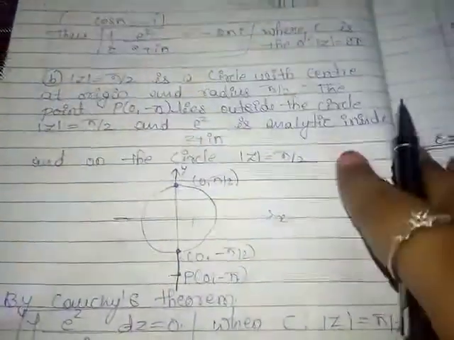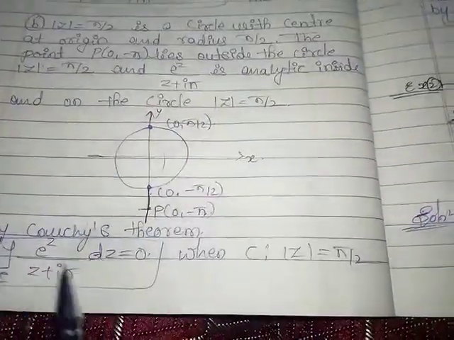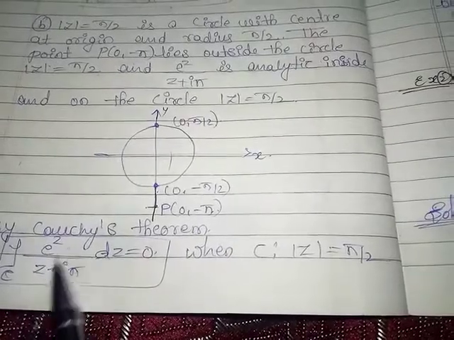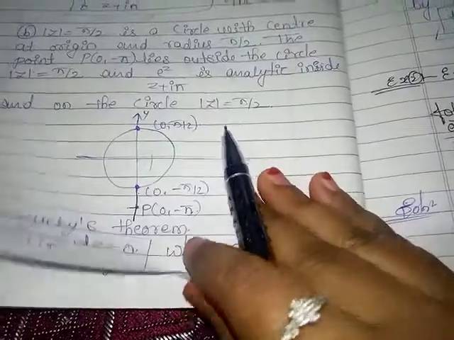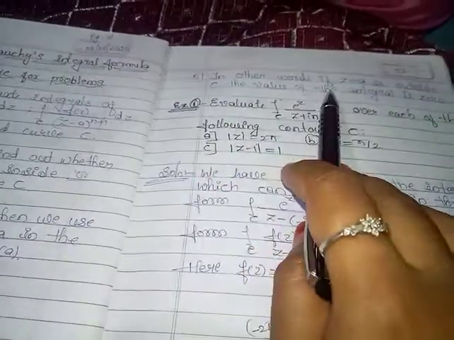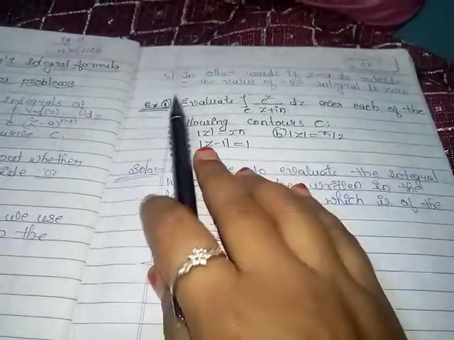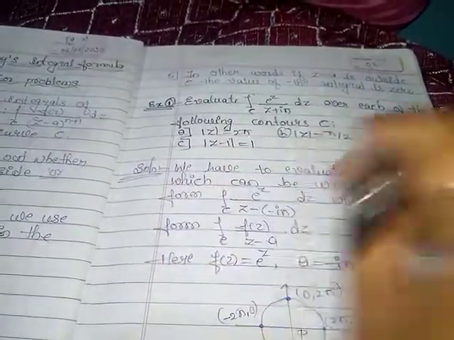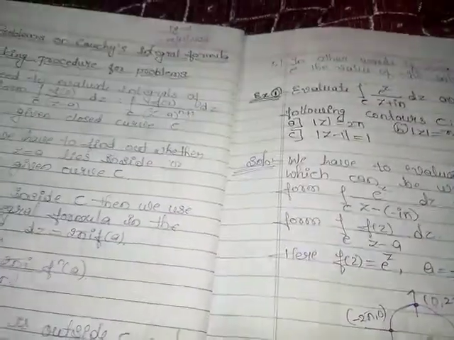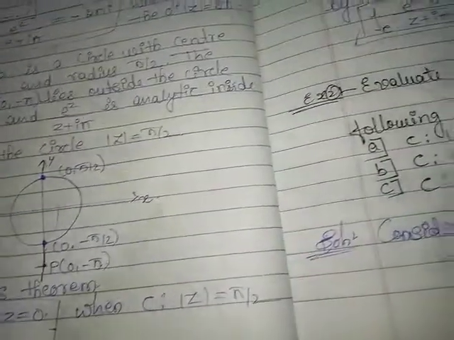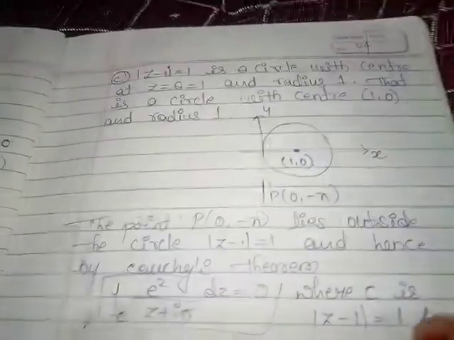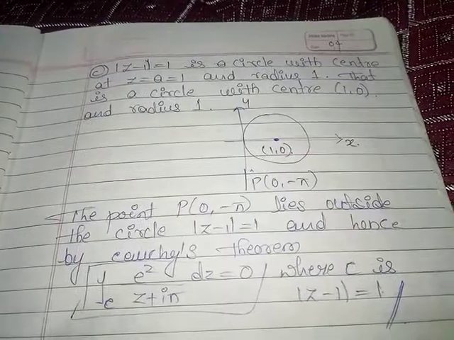We are using the Cauchy theorem: the integration over c of e raised to z divided by z plus i pi dz is equal to 0. From the last point, see here, in other words, if z is equal to a is outside the curve, the value of the integral is 0. Therefore for the second condition, the given integral is equal to 0 when the curve is mod z is equal to pi by 2.